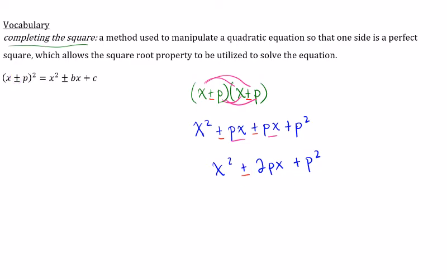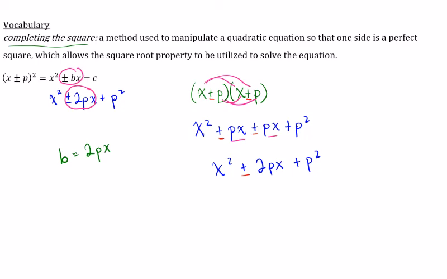Now let's align this with what we have on this side, right? That's where you're used to seeing. And here I just left a out of it, but a is an invisible 1. But I'll show you an example at the end where a is bigger than 1 if we have some time. So I'm going to put this here, 2px plus p squared. Okay, so what I can see here is that this bx term is equivalent to that 2px term, right?